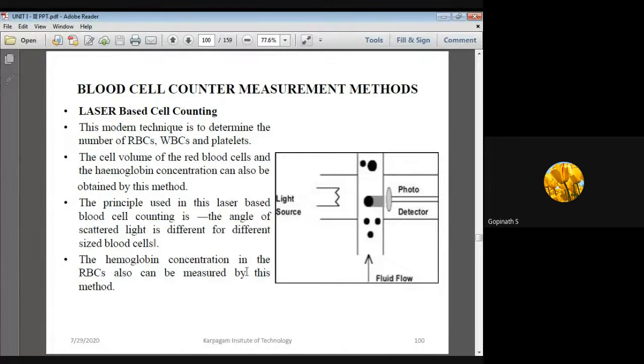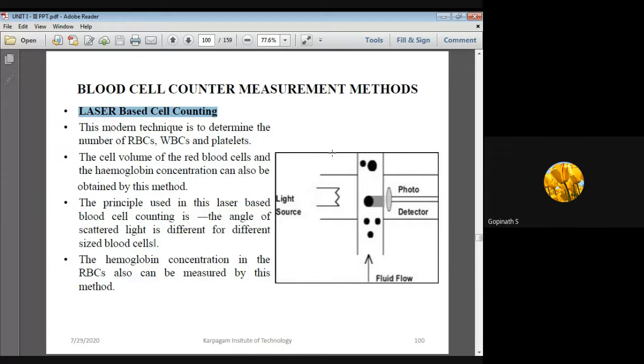And the fourth one is the laser-based cell counting method. Using this method also, we can measure the RBC count, WBC count, and platelets. From the RBC, we can also measure the hemoglobin concentration. So with this laser-based cell counting method, we can measure RBC, hemoglobin concentration, WBC, and platelets. All the blood cell counts can be easily measured through this method.